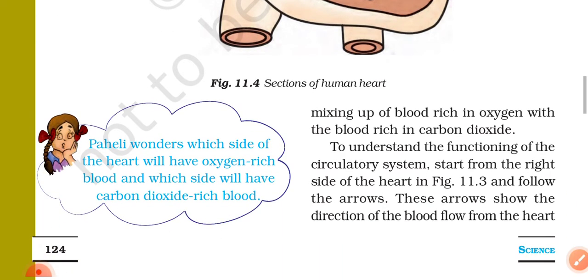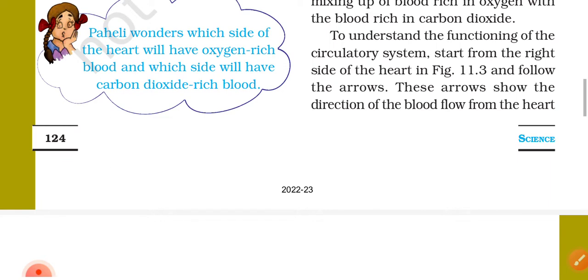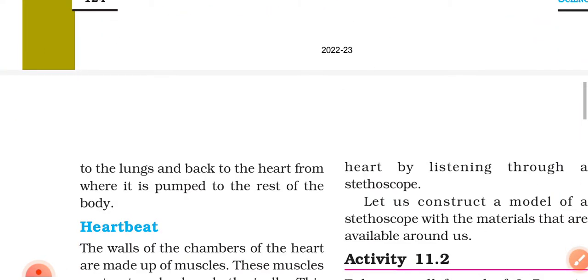To understand the functioning of the circulatory system, start from the right side of the heart in figure 11.3 and follow the arrows. These arrows show the direction of the blood flow from the heart to the lungs and back to the heart, from where it pumps to the rest of the body.